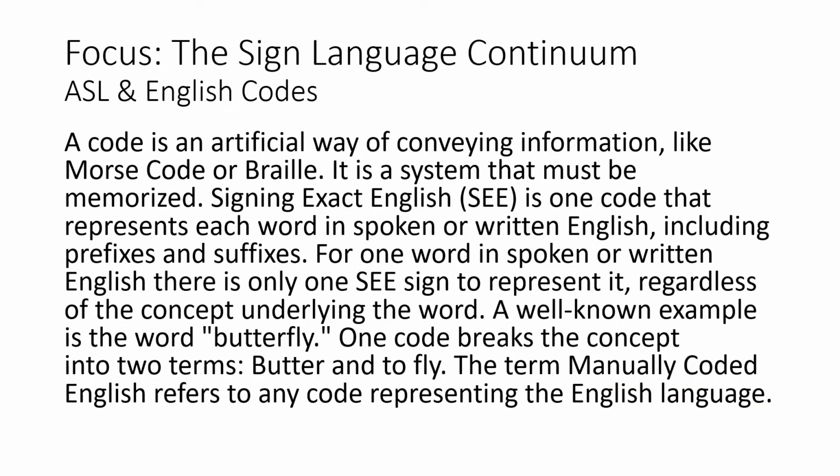A code is an artificial way of conveying information, like Morse code or Braille. It is a system that must be memorized. Signing Exact English, or SEE, is one code that represents each word in spoken or written English, including prefixes and suffixes. For one word in spoken or written English, there's only one SEE sign to represent it, regardless of the concept underlying the word. A well-known example is the word butterfly. One code breaks the concept into two terms, butter and to fly. The term manually coded English refers to any code representing the English language.